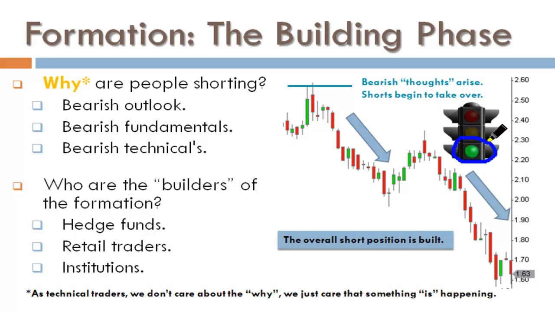So this gives the shorts the green light. Hey, look, our strategy's working. Look at this thing trending downwards. I'm going to short. And at this point in time, I don't blame them. From a technical perspective, lower highs and lower lows, yeah, that's a downtrend, and the trend is definitely in favor of the shorts at this stage of the short squeeze. So during this time period, the overall short position is built.